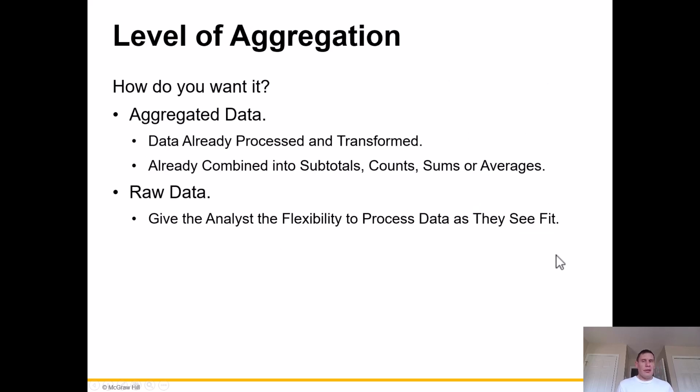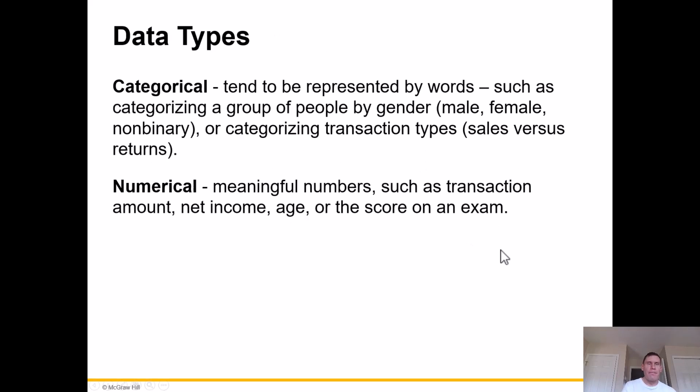Now, with regard to the level of aggregation, how do you want it? Do you want aggregated data, which is data already processed and transformed? It's already combined in subtotals, counts, sums, or averages. Or raw data, which gives the analyst the flexibility to process data as they see fit. So a little more flexibility with raw data, perhaps less so with aggregated data.